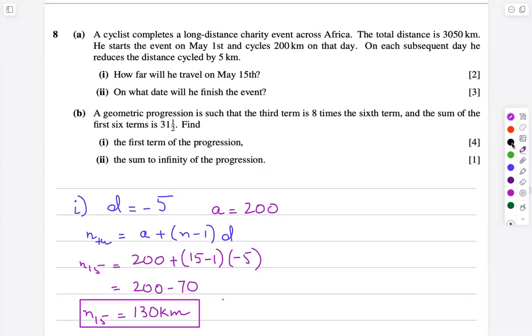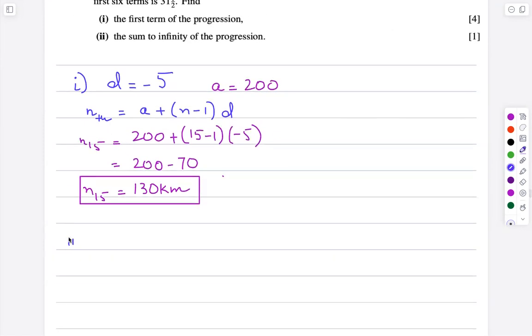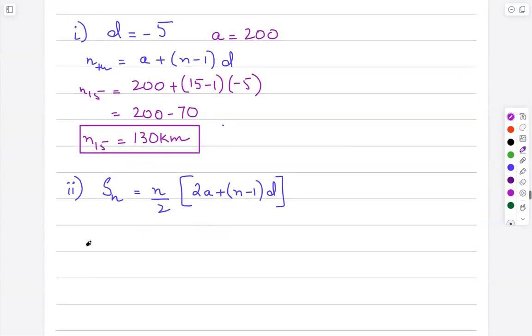In part 2, it says on what day he will finish the event. Now, as he has to cover a total distance of 3,050 kilometers, we'll use the sum formula, which is the sum of n terms is n upon 2 into 2a plus n minus 1 into d. Now, as the total sum of the distance he travels will be 3,050 kilometers, this will be 3,050 equals to, we have to find n, so n upon 2 into 2a, a is 200, plus n minus 1 into d, d is minus 5.